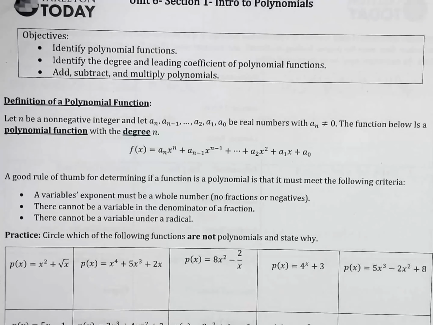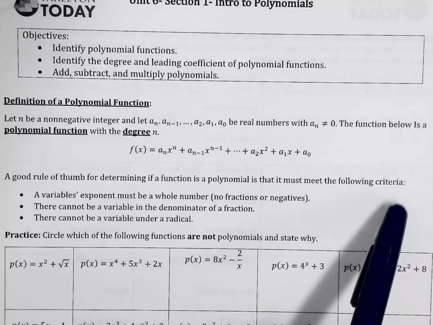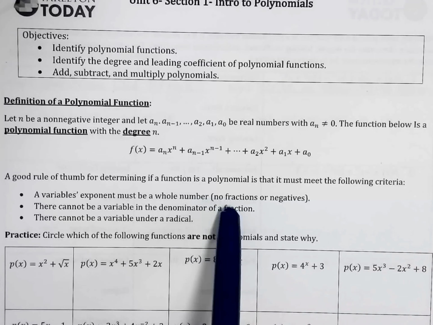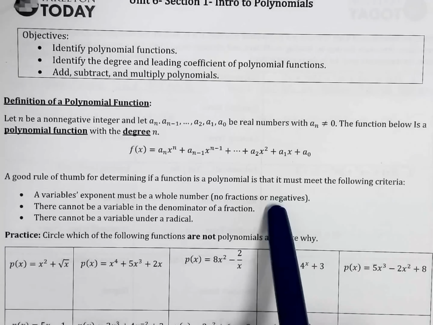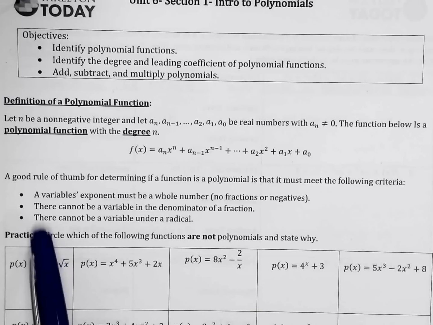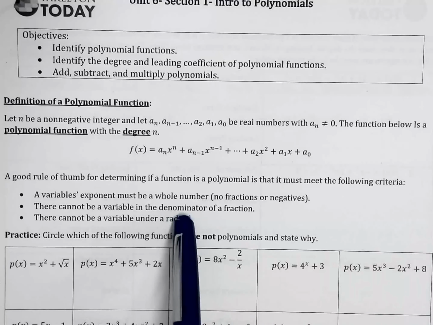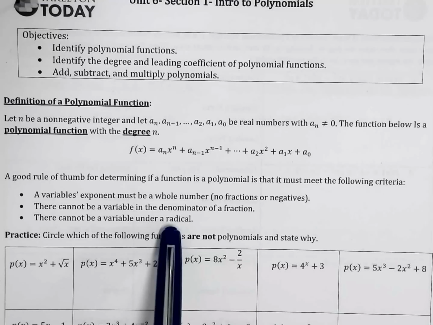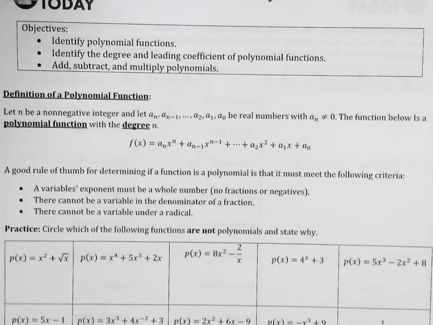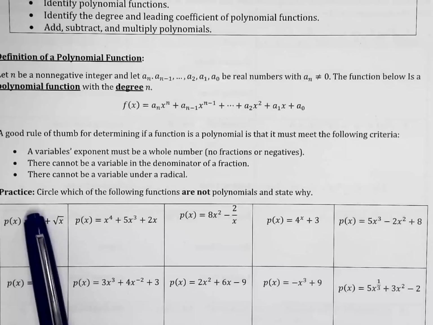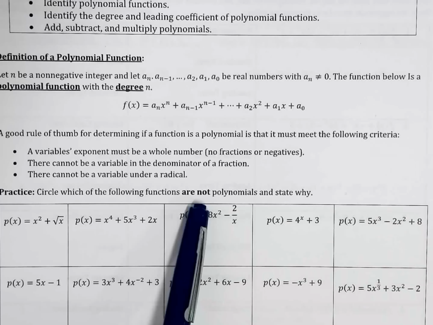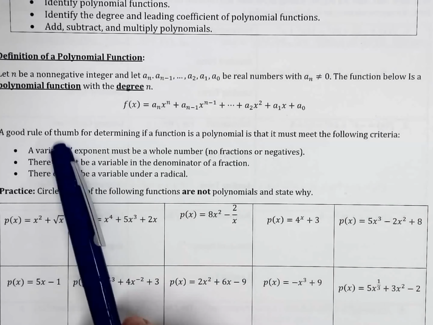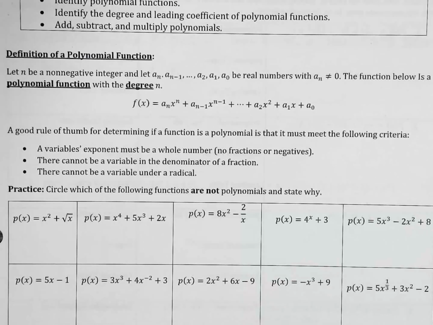A good rule of thumb for determining what a polynomial is that a variable's exponent must be a whole number. So if you have a fraction or a negative exponent, that's a no-no, that's not a polynomial. There cannot be a variable in the denominator of a fraction. There cannot be a variable under the radical. We're going to practice by circling or identifying those that are not polynomials, and we're going to follow these three rules of thumb.